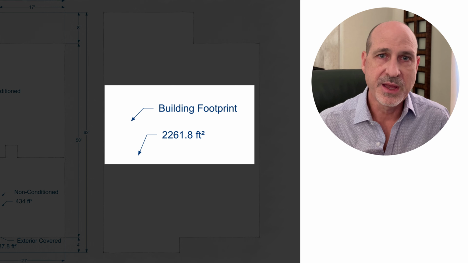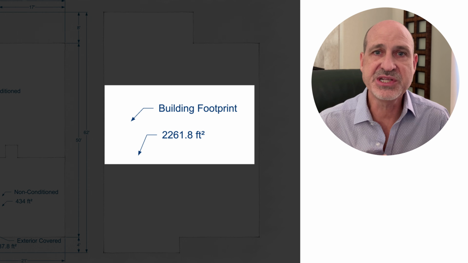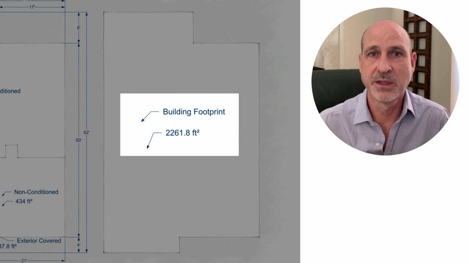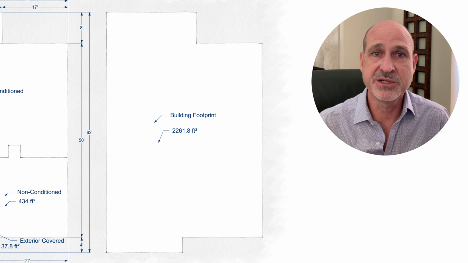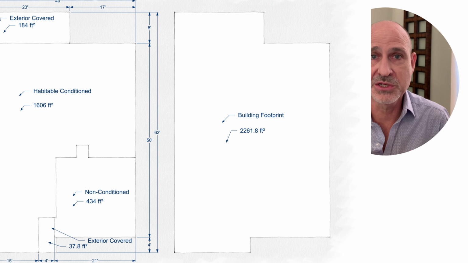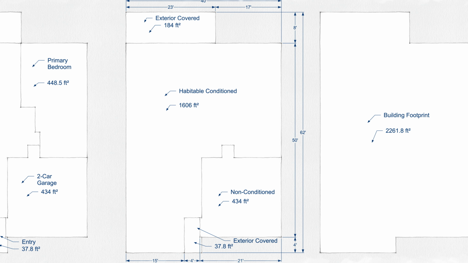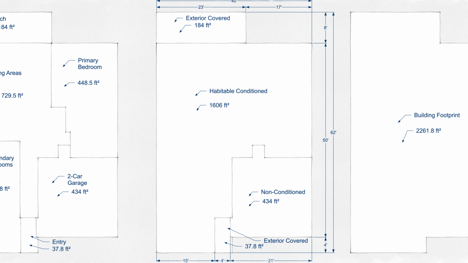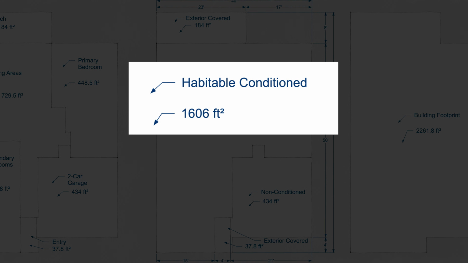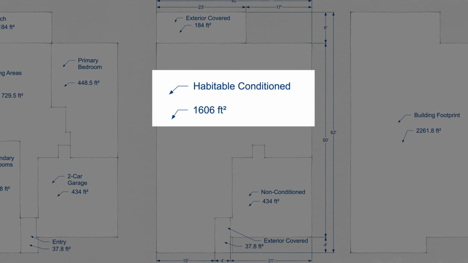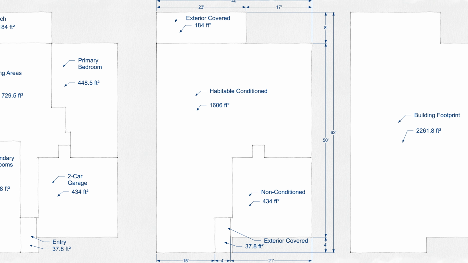For example, this house covers 2,261.8 square feet. We can break down this footprint into exterior cover, non-conditioned, and conditioned square footage. The most important part is the 1,606 square feet of conditioned area, which is the livable space of the house and is what's listed in real estate sales and usually affects property taxes.